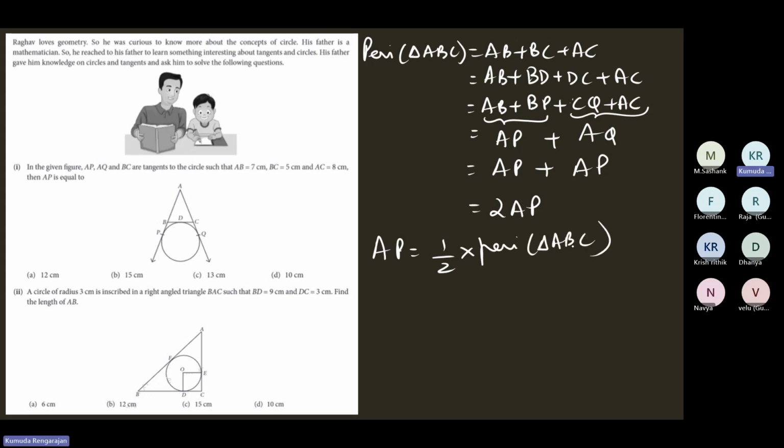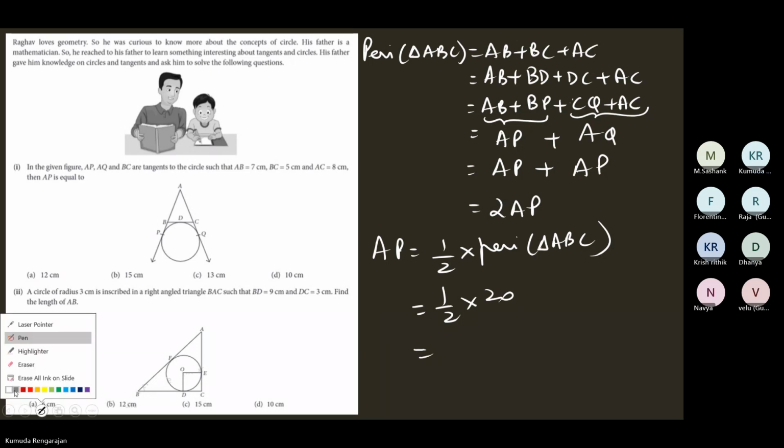So this is the result, and we have to find AP in this question. First one, half into perimeter of triangle ABC. So 7 plus 5 plus 8, 20. So 10. AP is equal to half the perimeter of triangle ABC. So half of 20, 10. What's the length of AB, children?